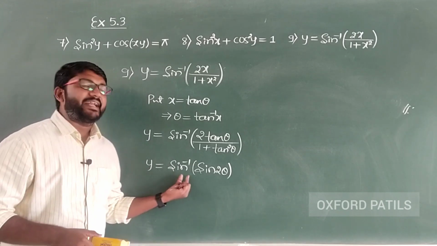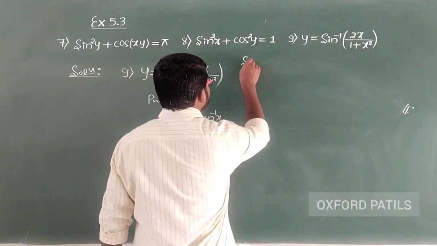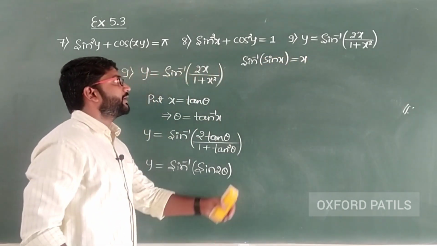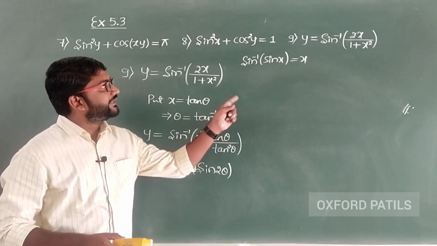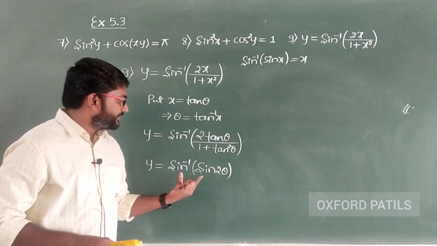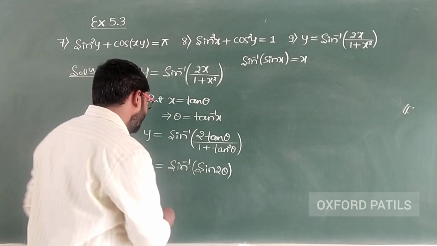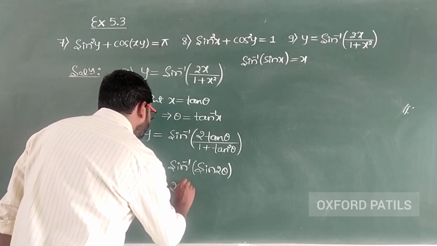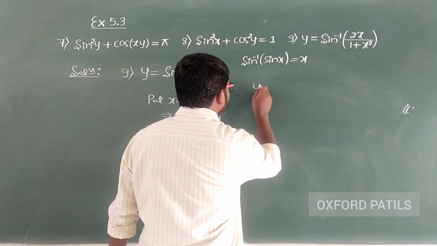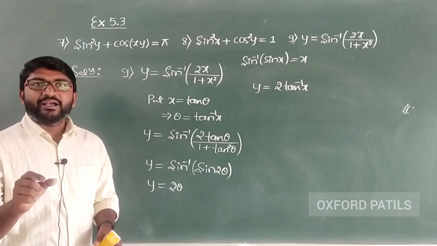So now this is a standard property. We have a property in inverse trigonometric functions, that is chapter 2. Sin inverse sin x will be x. Similarly cos inverse cos x equal to x, tan inverse tan x will be x, secant inverse secant x will be x. So that property we have to use now. Sin inverse sin x, what is x now? x is nothing but 2 theta. This is the standard property. So y is equal to 2 theta. Now replace theta here. What is theta? It is tan inverse x. So y is equal to 2 tan inverse x. So till here we have simplified the given function.